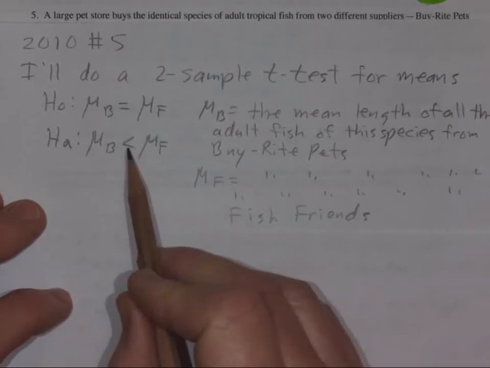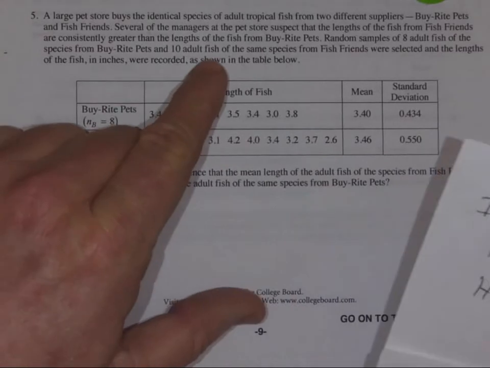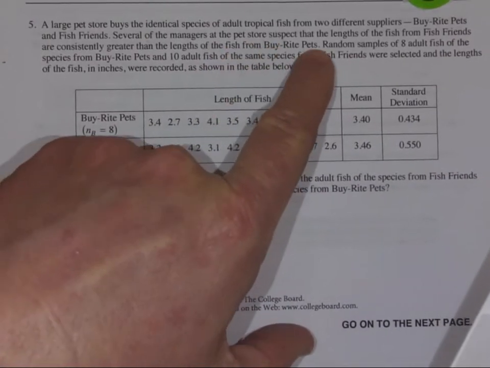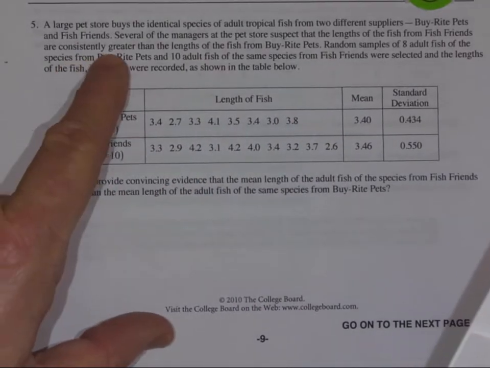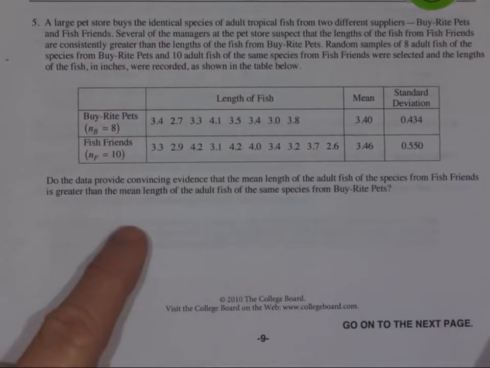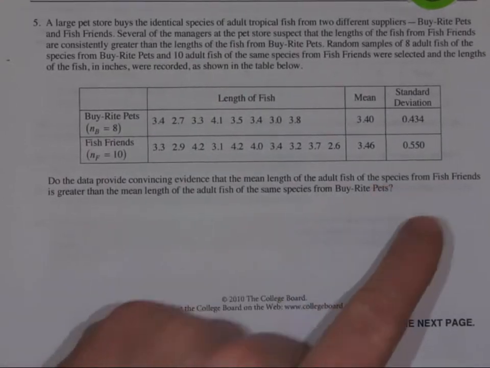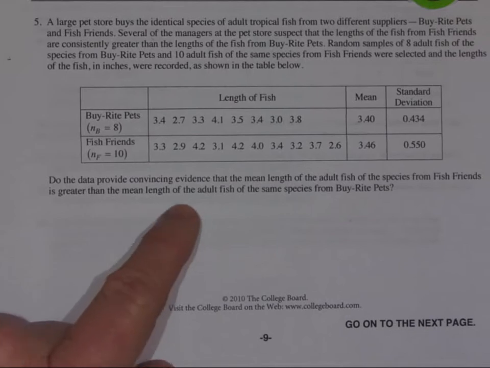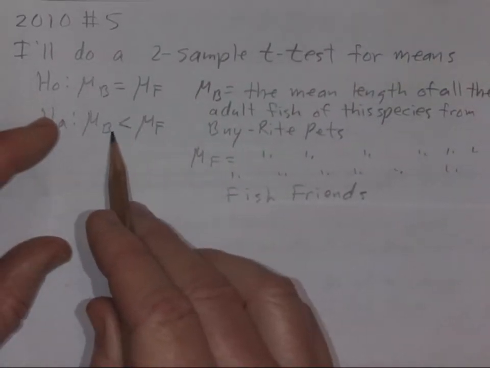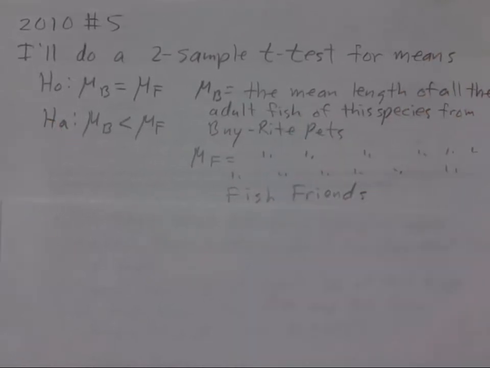And so for the alternative, we went with less than here because it clearly said, actually a couple times up here, that they suspect that the lengths from Fish Friends are consistently greater than from Buy Right. Fish Friends was the second one, and it clearly says down here that the mean length from Fish Friends is greater than the mean length from Buy Right. That is why we went with that. And that's how you state your hypotheses, clearly defining your parameters.